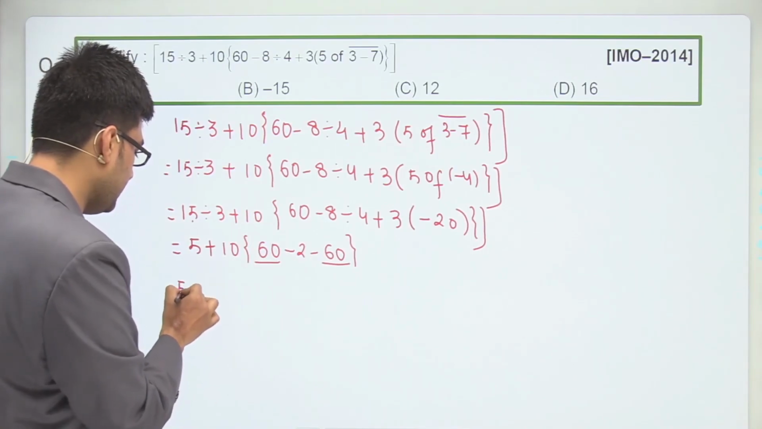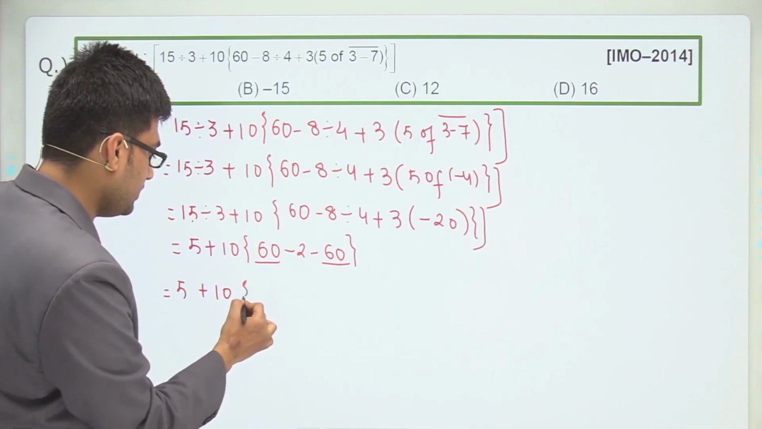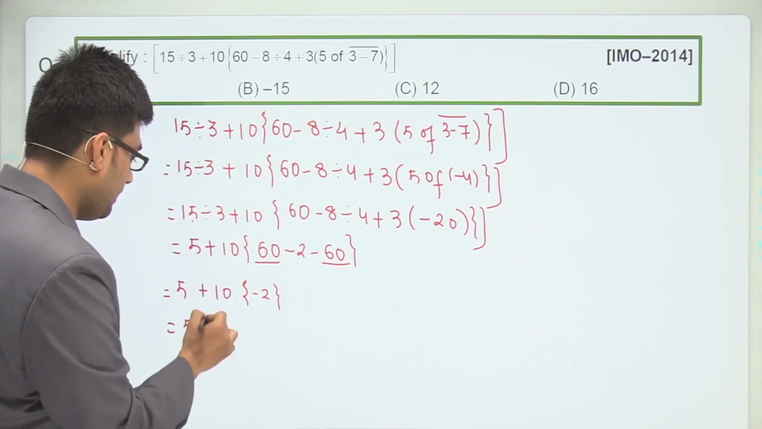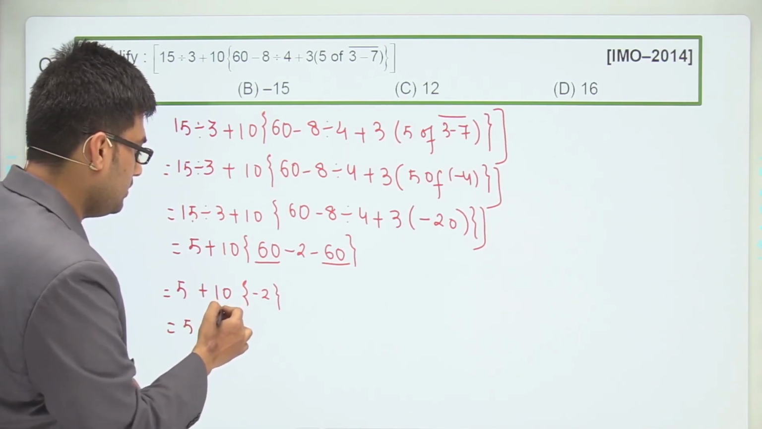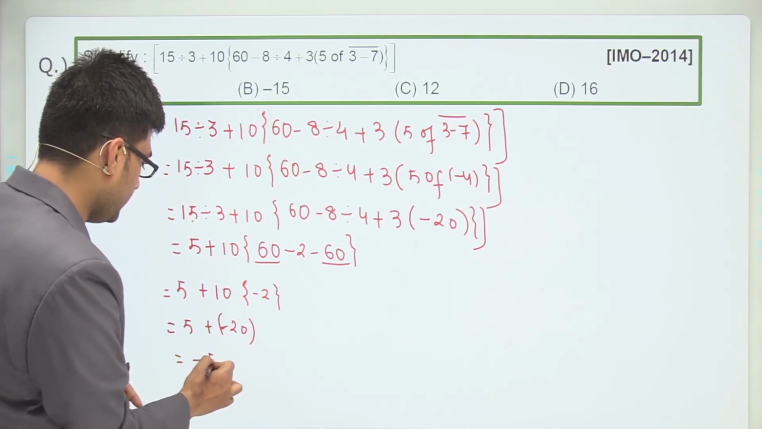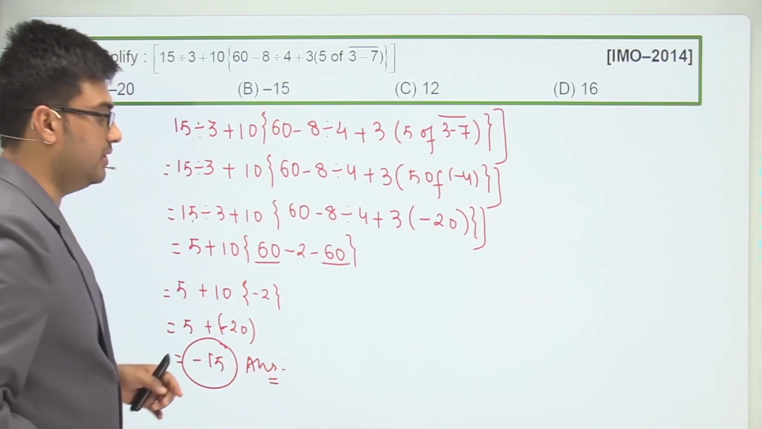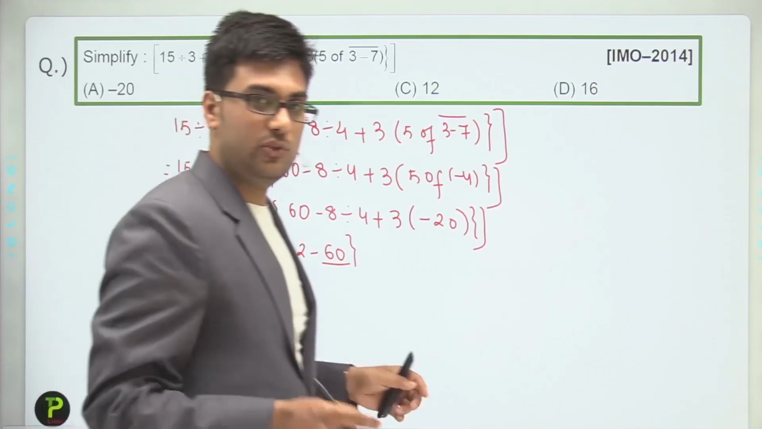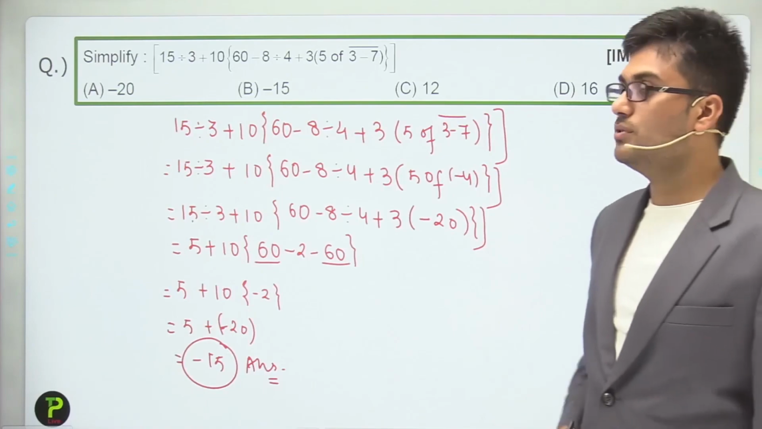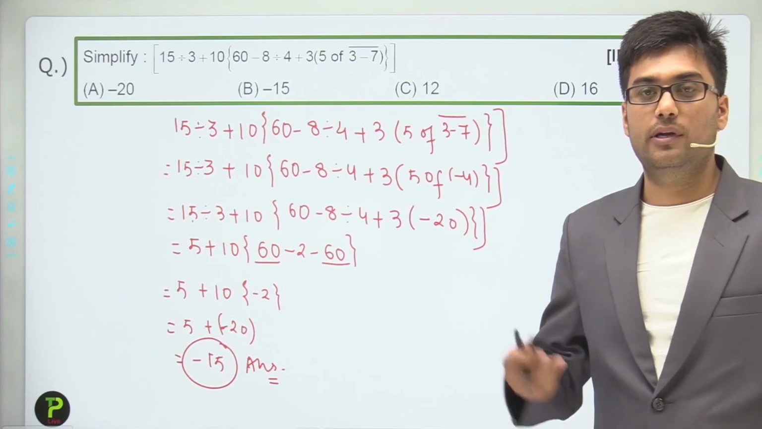So what will we get? 5 plus 10, that is equal to minus 2, and this is 5 plus 20, minus 20, that is equal to minus 15. So this is the simplified value of this expression. Clear? So students, I hope you understand this simplification, and here we use the BODMAS rule, and we follow all the rules for removing the brackets.